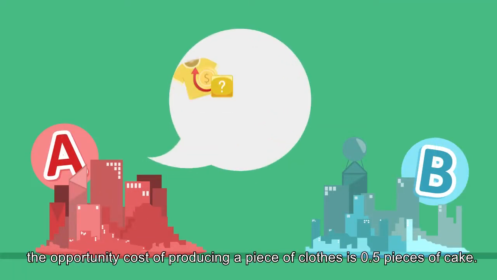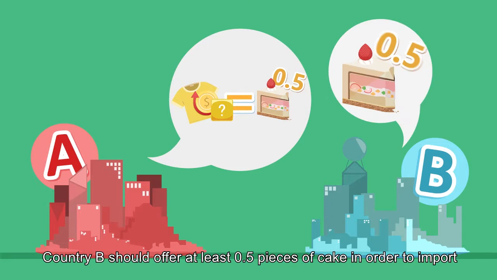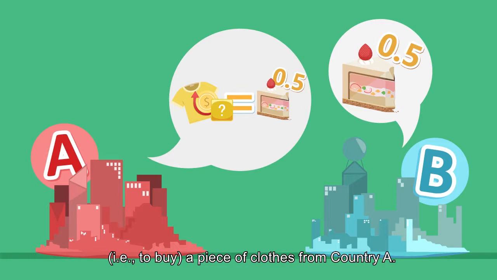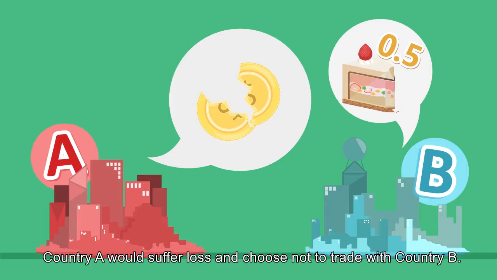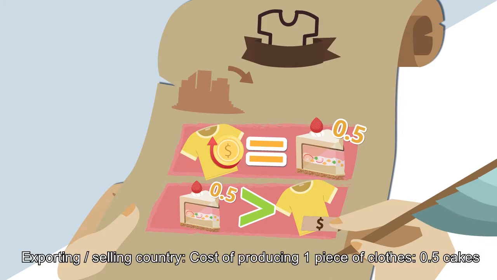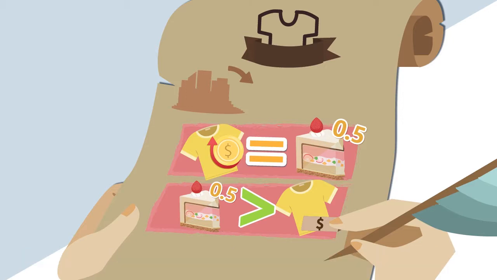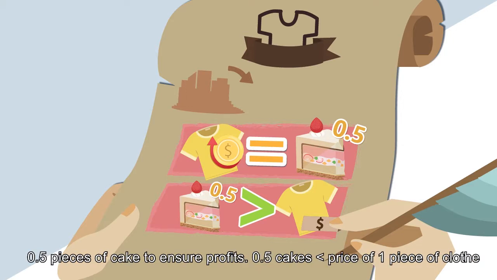For country A, the opportunity cost of producing a piece of clothes is 0.5 pieces of cake. Therefore, country B should offer at least 0.5 pieces of cake in order to import, i.e. to buy, a piece of clothes from country A. Otherwise, country A would suffer loss and choose not to trade with country B. Terms of trade for a unit of clothes. Exporting/selling country, cost of producing 1 piece of clothes, 0.5 cakes. Therefore, the price of exporting a piece of clothes must be higher than 0.5 pieces of cake to ensure profits. 0.5 cakes is less than price of 1 piece of clothes.